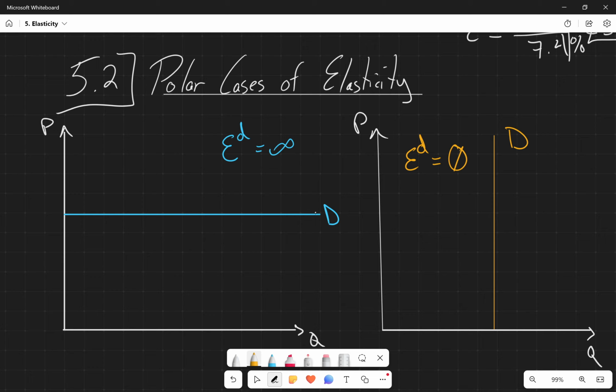The opposite situation is when the elasticity of demand is zero. So essentially this says that it doesn't matter what you do with the price, people are going to be buying the amount that they're going to be buying, right?